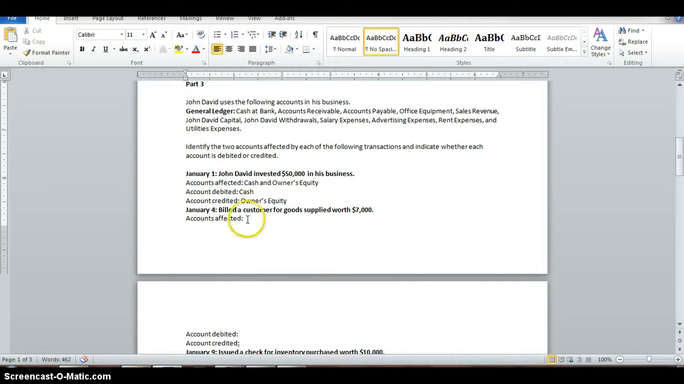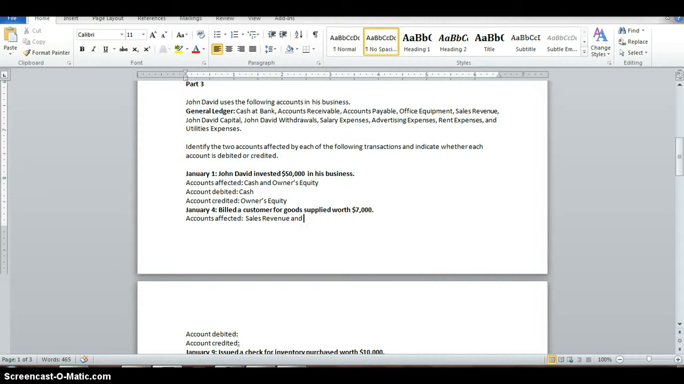Okay, so this next transaction, we're billing a customer for goods that were supplied worth $7,000. So he's not paying right away, we're billing him. And we are selling $7,000 worth of our goods. So that's going to affect our, which account? If we're selling goods, that's going to affect our sales revenue.